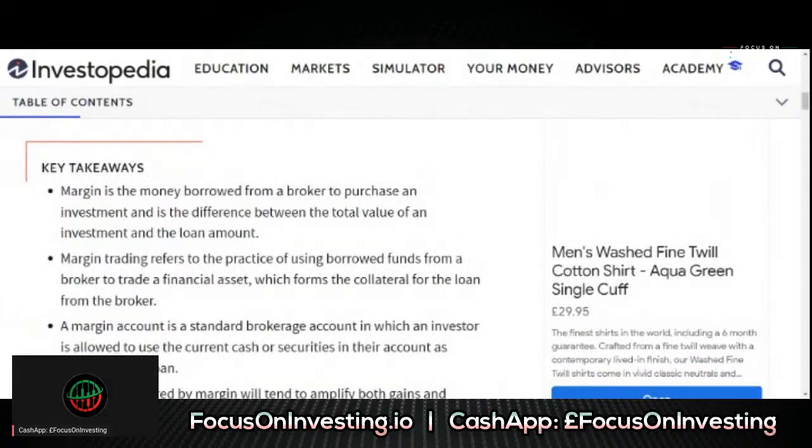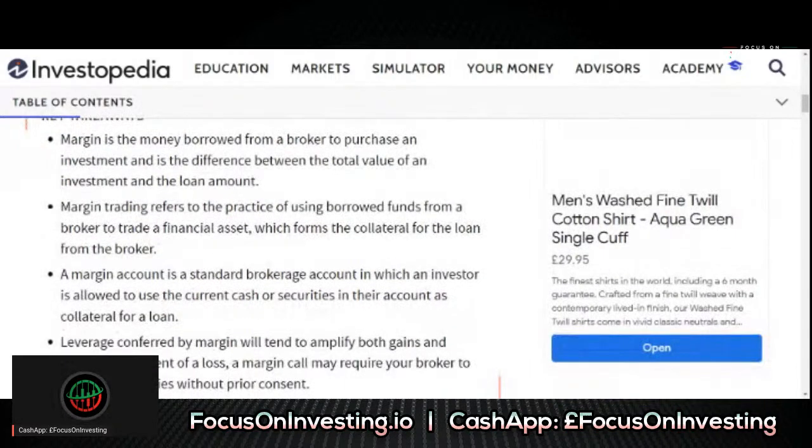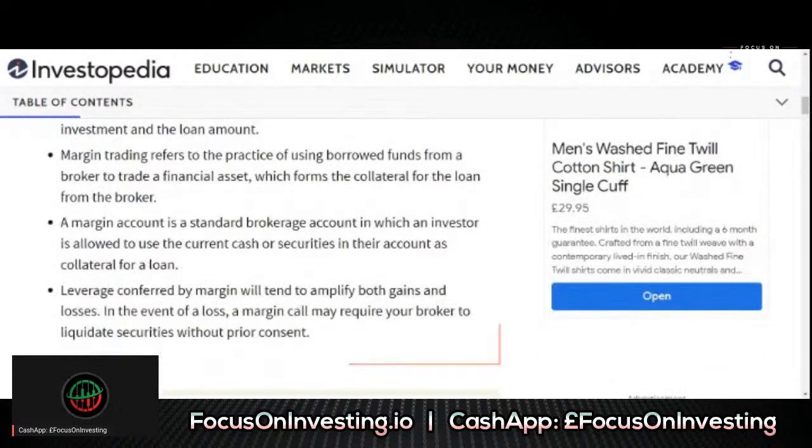So key takeaways. The key takeaway is margin is the money borrowed from a broker to purchase an investment, and is the difference between the total value of an investment and the loan amount. Margin refers to the practice of using borrowed funds from a broker to trade a financial asset, which forms the collateral for the loan from a broker. A margin account is a standard brokerage account in which the investor is allowed to use the current cash or securities in their account as collateral for a loan.